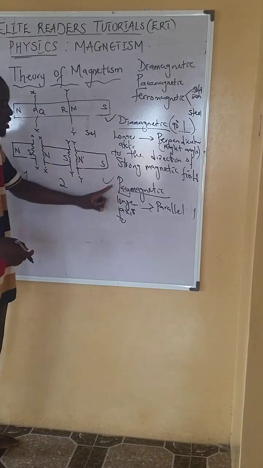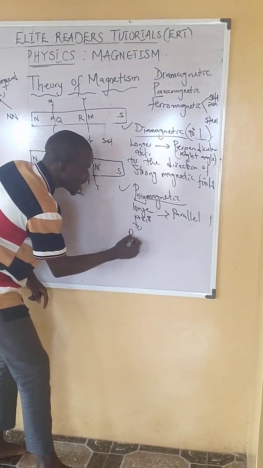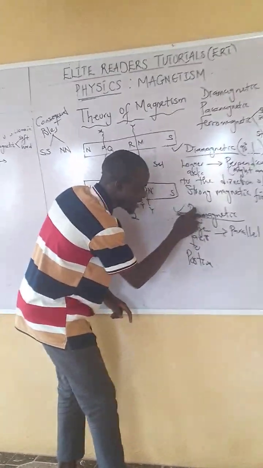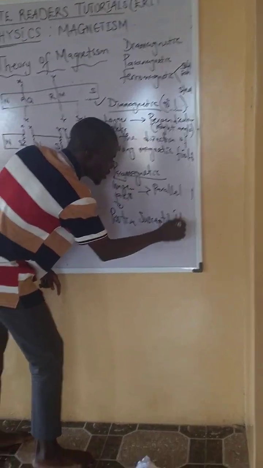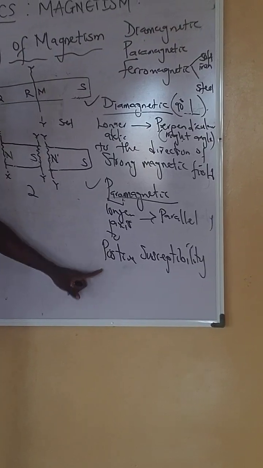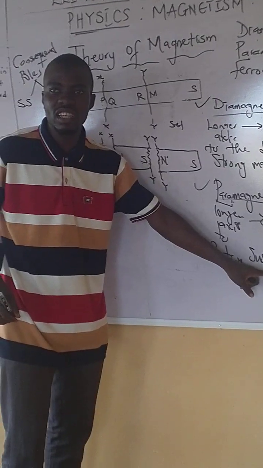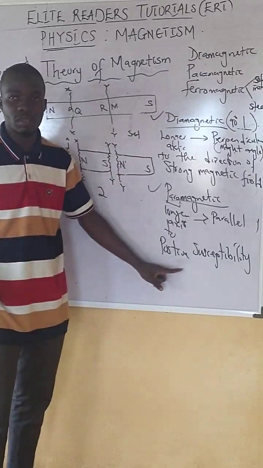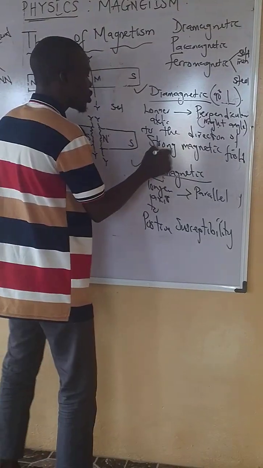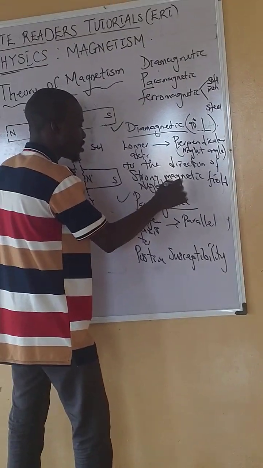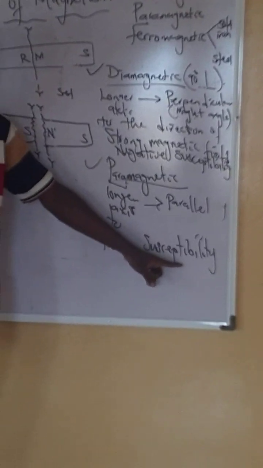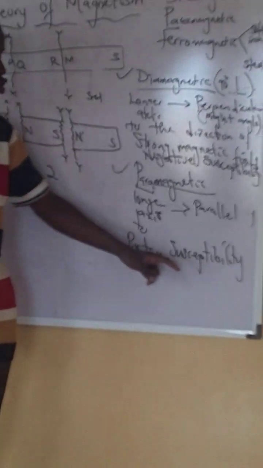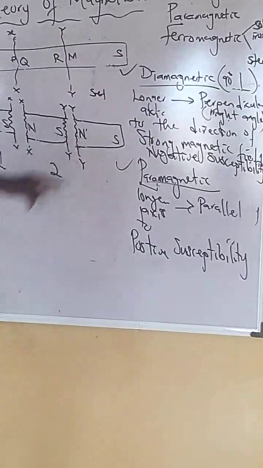Another difference is that paramagnetic has positive susceptibility. We have susceptibility and we have permeability, so we'll be talking about susceptibility here. Paramagnetic has positive susceptibility, and diamagnetic has negative susceptibility. The positive susceptibility is greater than 1, and it is greater than that of vacuum too. Diamagnetic has negative susceptibility. So that's for diamagnetic and paramagnetic.